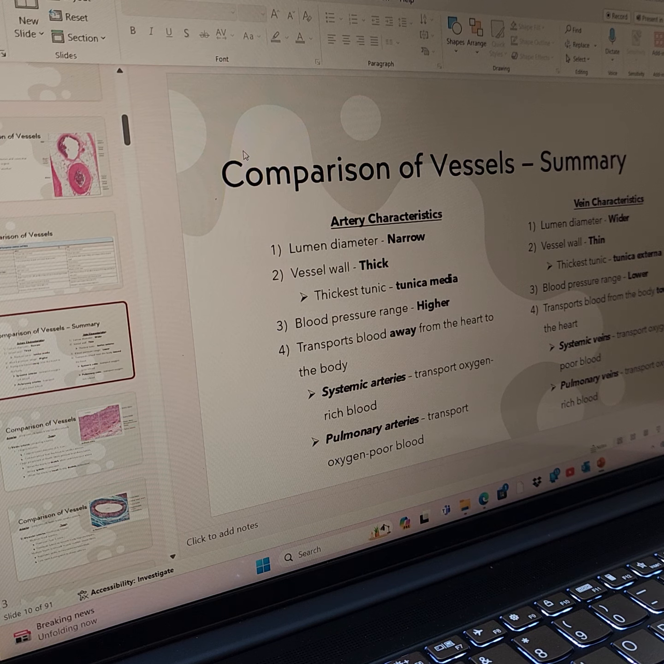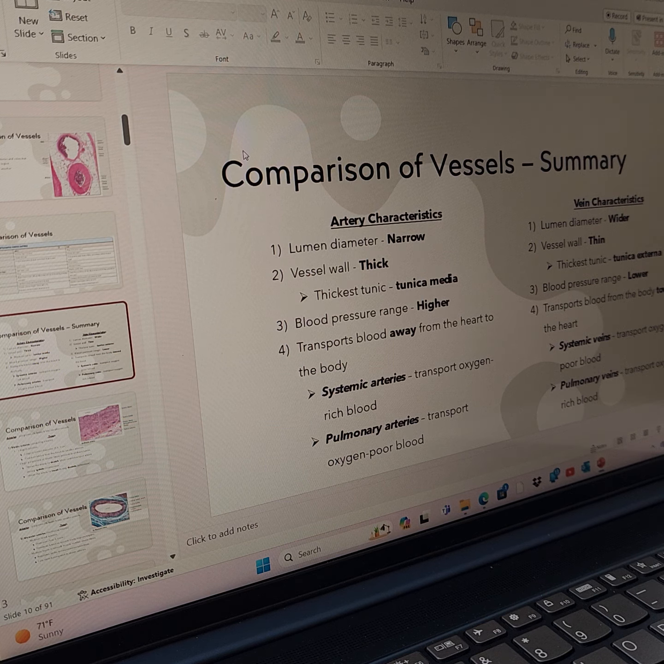So moving on to some of the main characteristics. Artery characteristics: lumen diameter is narrow. Vessel walls are thick. The thickest tunic is the media. Blood pressure range is higher. Arteries transport blood away from the heart to the body. Systemic arteries transport oxygen-rich blood. Pulmonary arteries transport oxygen-poor blood. Vein characteristics: lumen diameter is wider, vessel walls are thin. The thickest tunic is the tunica externa. Blood pressure range is lower.